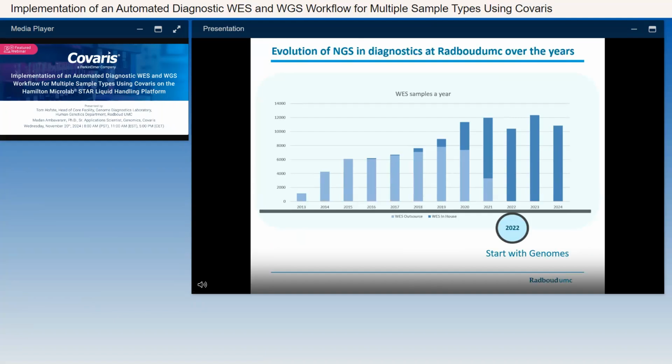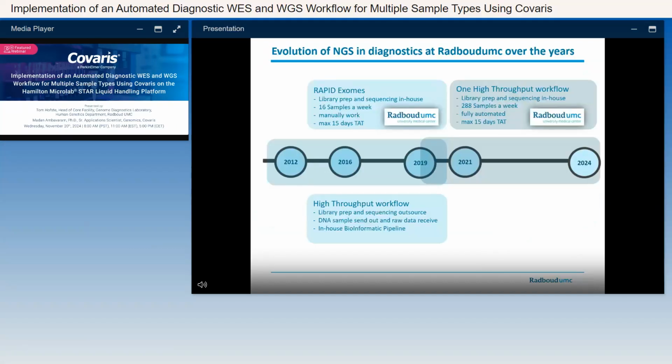I will focus now on the exome workflow, and you can see here a diagram from 2013 until now. Those are our numbers of exome sequences a year. You see an increase, and around now we do more than 10,000 exomes a year. In 2022, we also started with genome sequencing, and you see here in this graph 2 different colors, the dark blue colors and the light blue colors. I will explain that a little bit more in this slide.